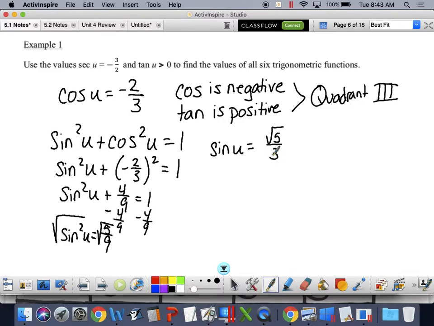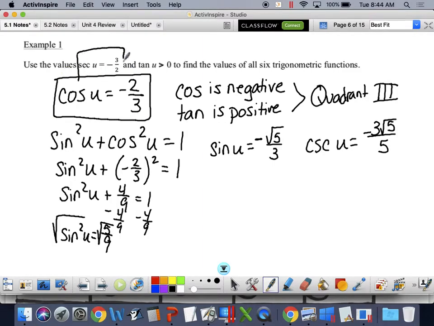Now, before I'm done, I ask myself, in quadrant 3, is sine positive or negative? Well, it's negative in quadrant 3, so therefore the sine is also going to be negative. In order to figure out the cosecant, I'm just going to flip these two over. I get negative 3 over radical 5, but then I have a radical in the denominator, so I need to get rid of it. So I multiply by radical 5 over radical 5. I get negative 3 radical 5 over 5.